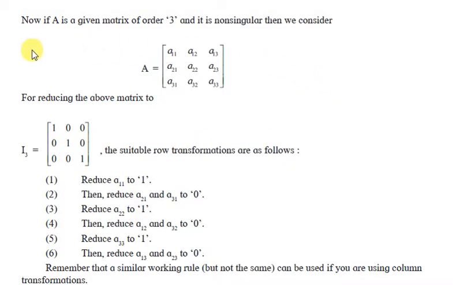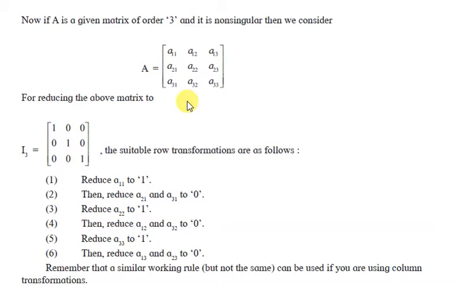Before starting with the transformation, we have to understand the simple basic rules. So see here, A is a given matrix of order 3 and it is a non-singular matrix. We will consider matrix A with the values A11, A12, A13, A21, A22, A23, A31, A32, A33. We have to be clear about which are the rows and which are the columns. Rows are the horizontal values and columns are the vertical values.